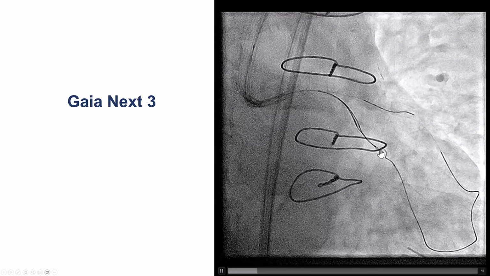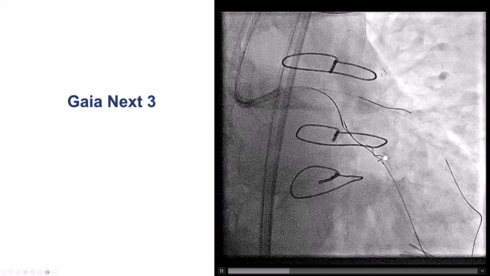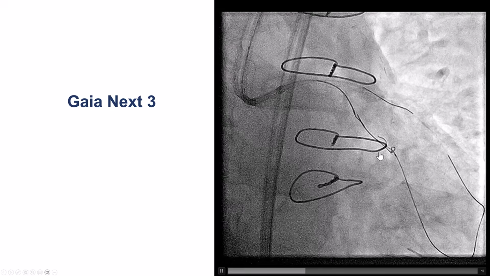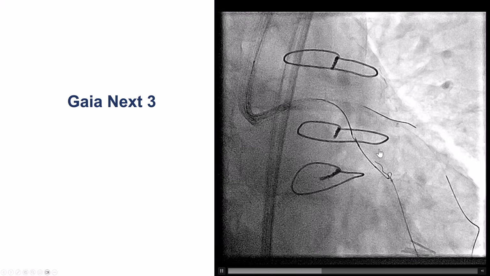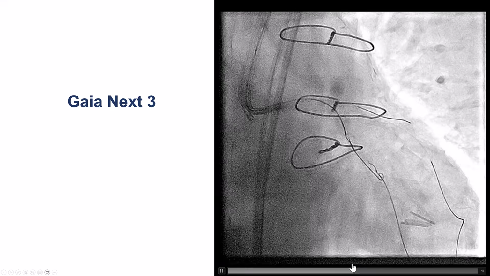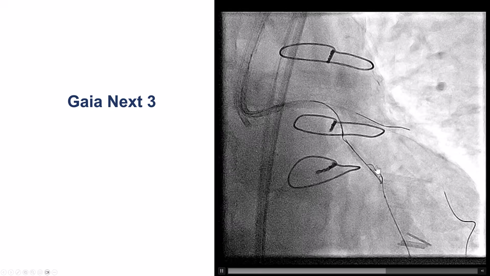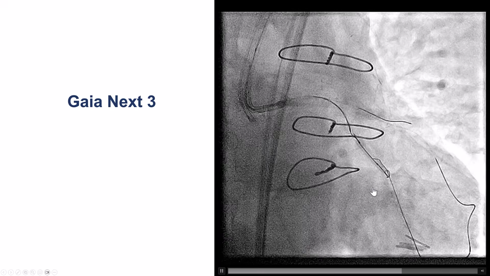Trying again in different projections. We're having some resistance, which is good. That means we're trying to penetrate the distal cap, which was likely calcified and hard to get through. And then by advancing more, eventually we see that the wire advances further up. It's going along the course of the balloon.